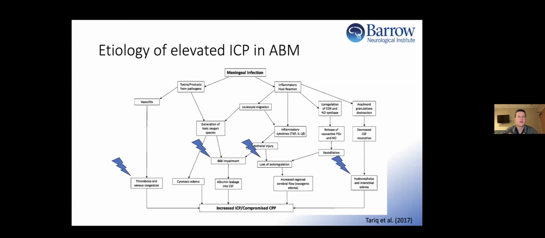The etiology for elevated intracranial pressure in acute bacterial meningitis is diffuse. What we believe occurs is a multifocal inflammatory response that results in thrombosis and venous congestion, impairment of the blood-brain barrier, loss of autoregulation, as well as hydrocephalus and interstitial edema, all combining for elevated intracranial pressure, which compromises cerebral perfusion pressure.